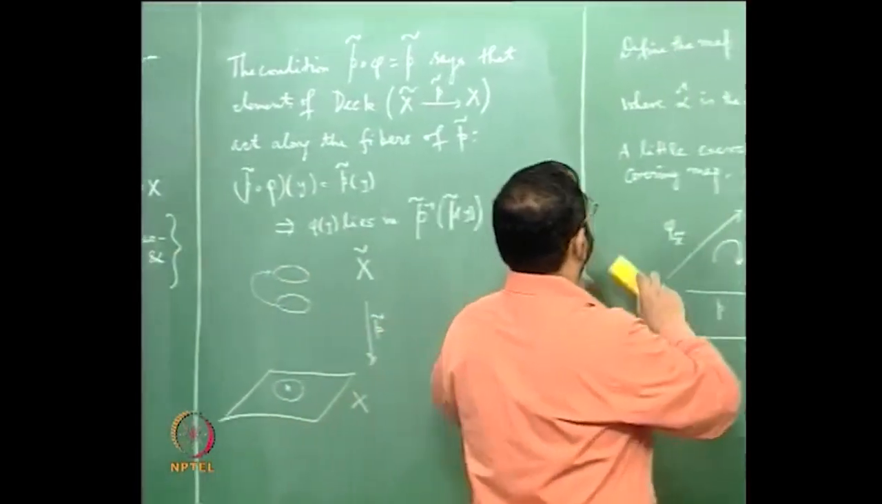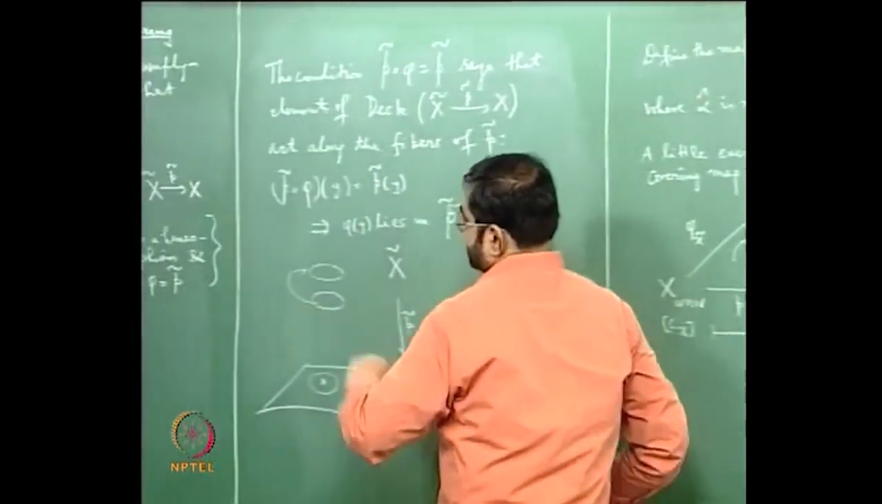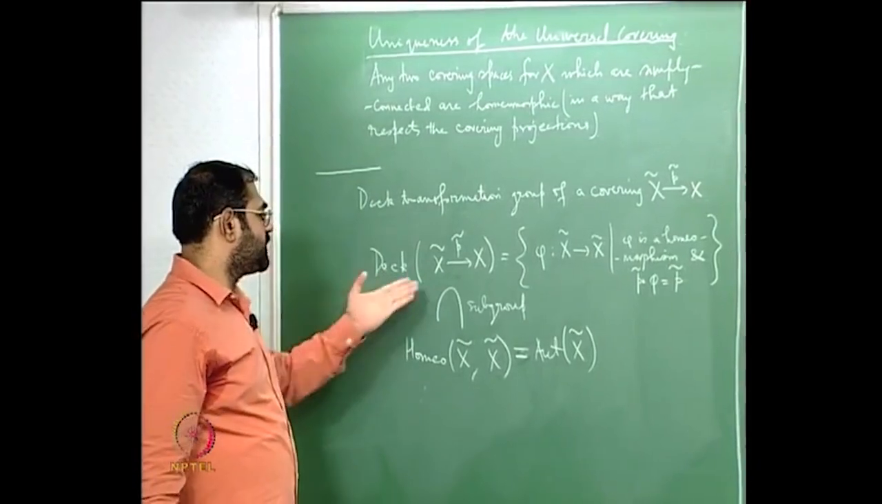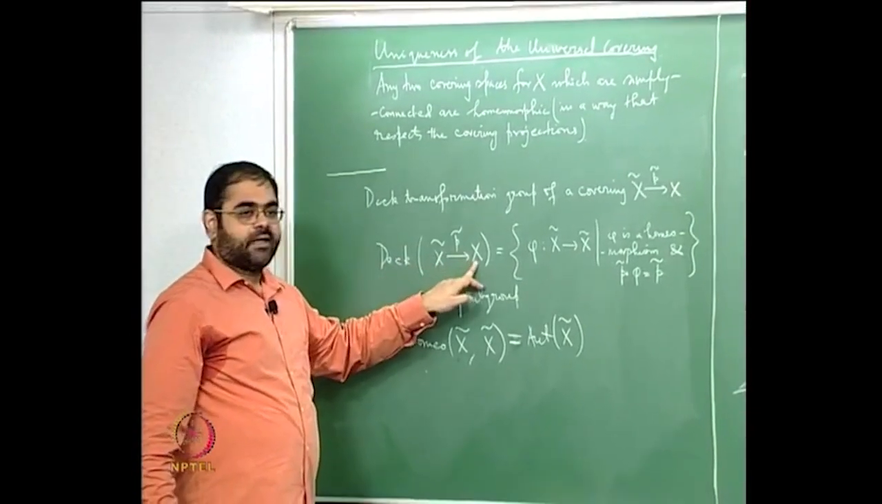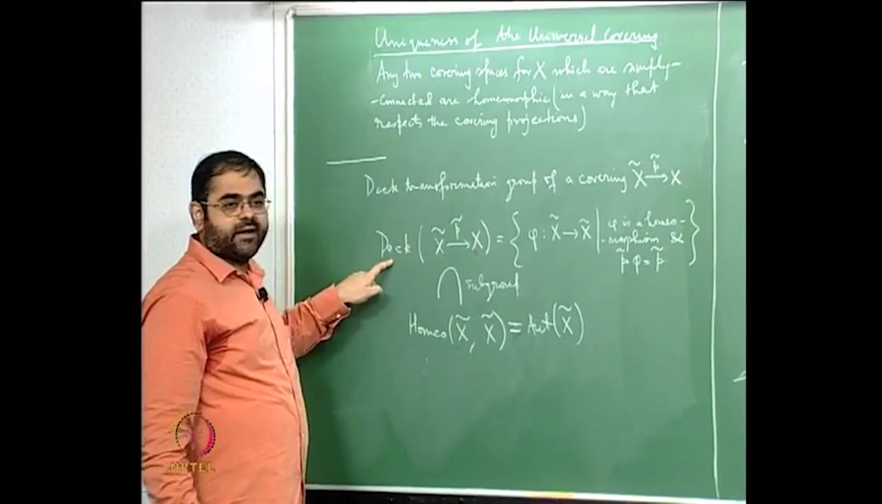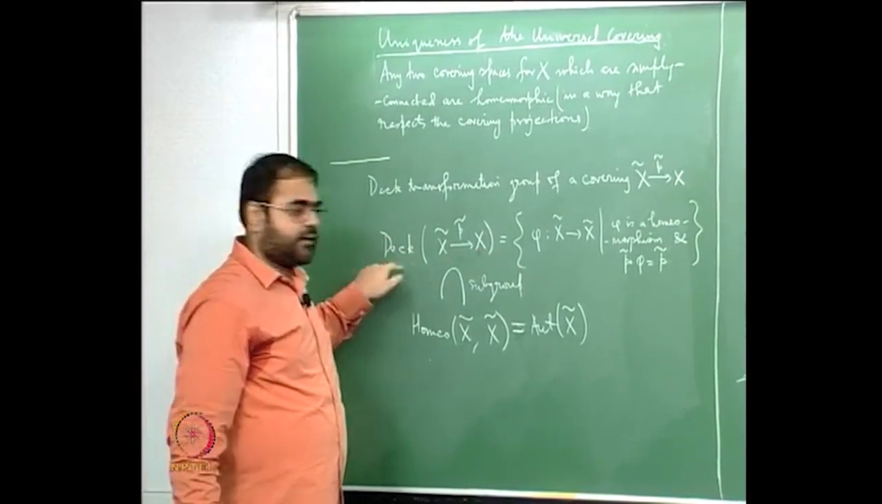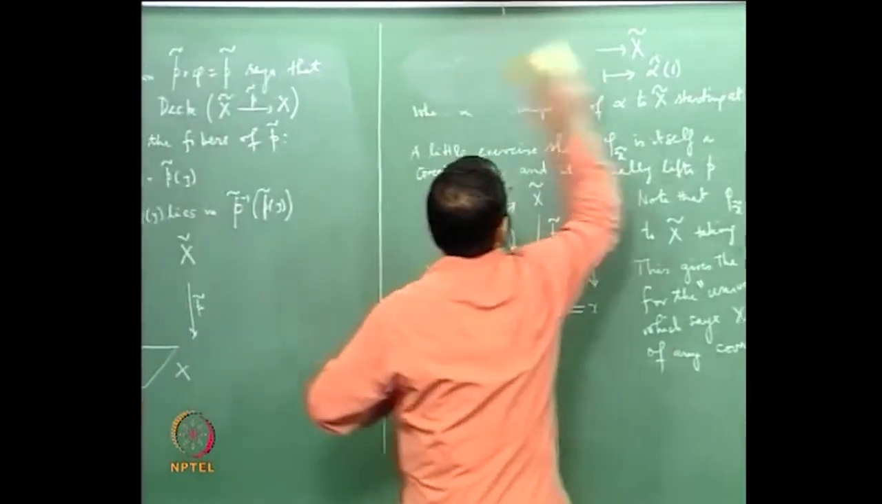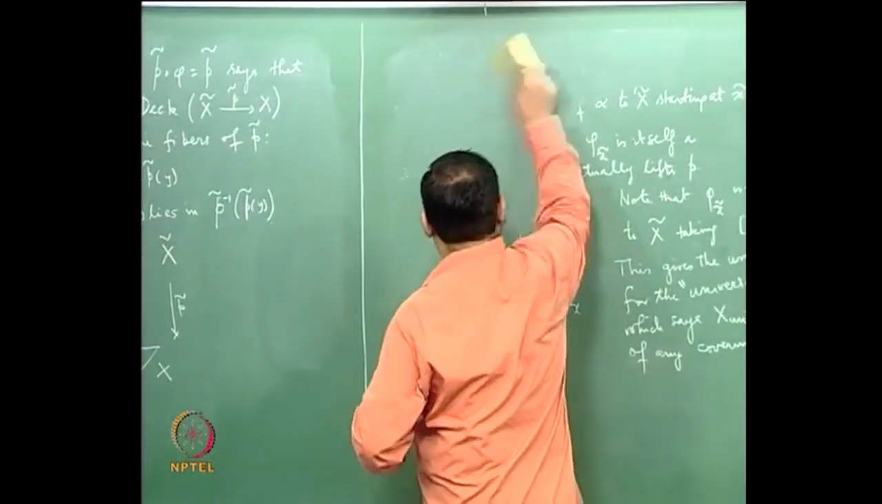Now you can guess what I'm going to do. I'm just going to show that the fundamental group of capital X based at small x is canonically identifiable with this, okay. And that finishes it, okay. So let me do that. It's not very difficult to do.